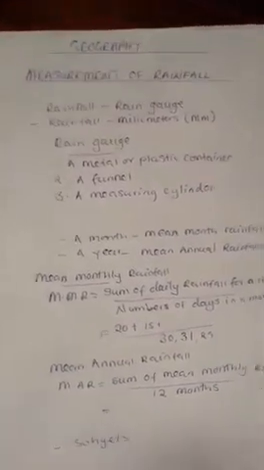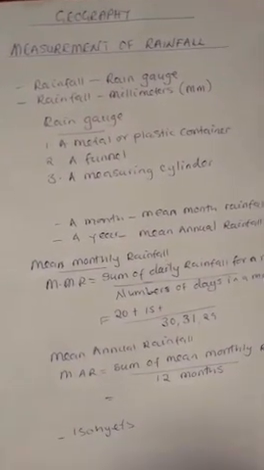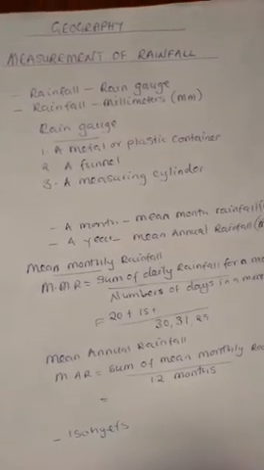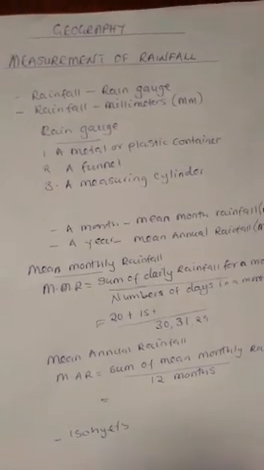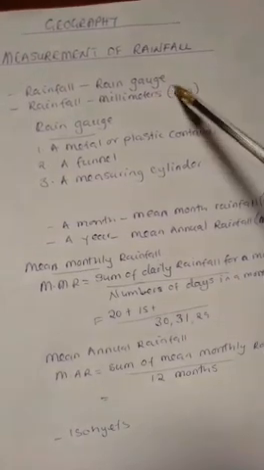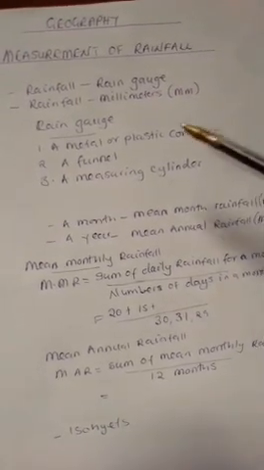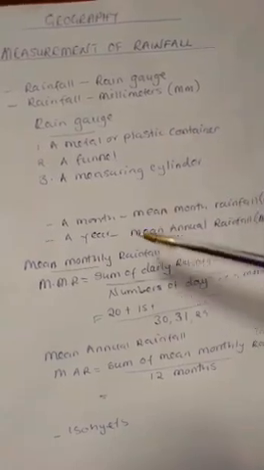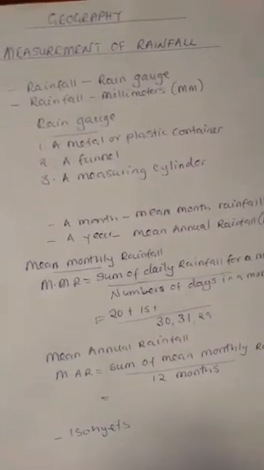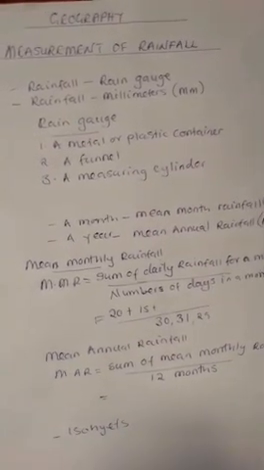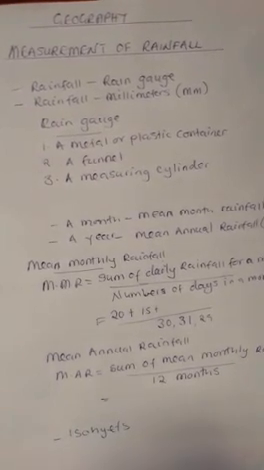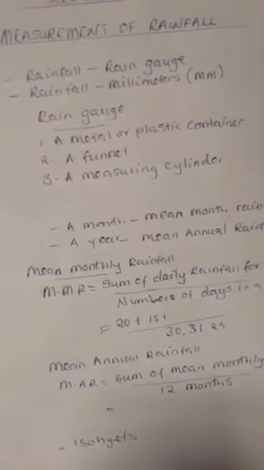Okay, so we'll end here today. Let's have a recap of what we looked at today. We looked at the measurements of rainfall, and we said rainfall is measured by an instrument called the rain gauge. It is measured in millimeters. The rain gauge consists of a metal or plastic container, a funnel, and a measuring cylinder. The rain gauge must be placed on an open space to avoid water from the buildings and the trees dropping into the rain gauge.